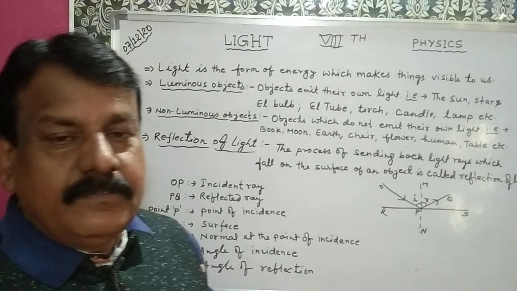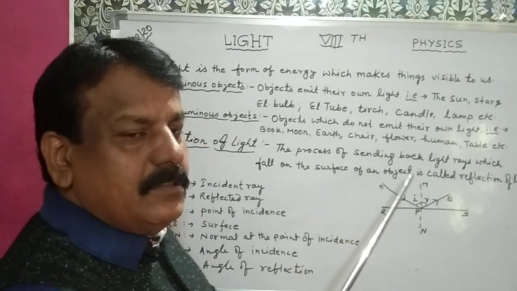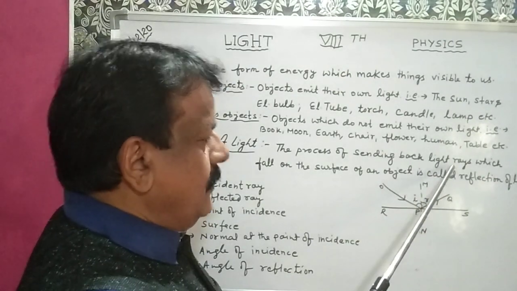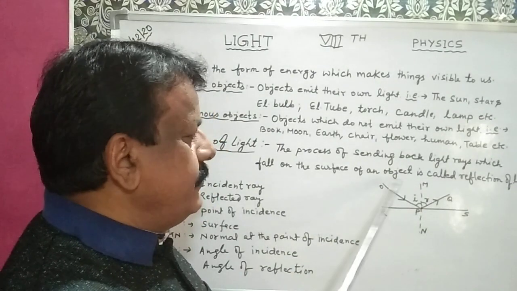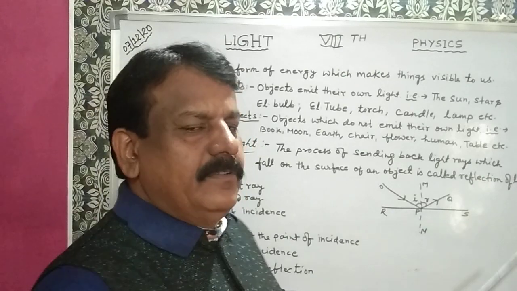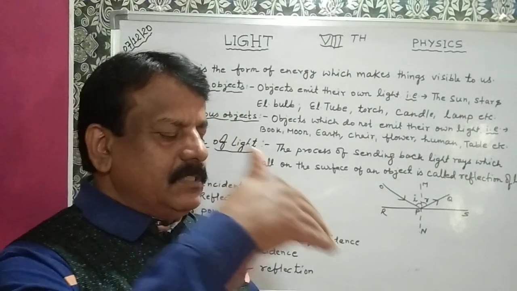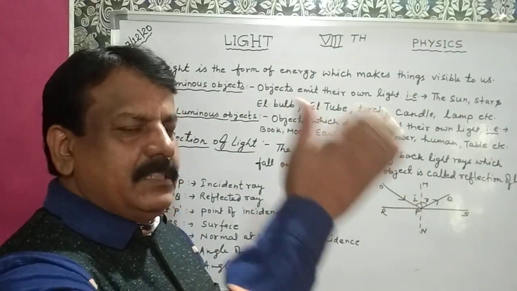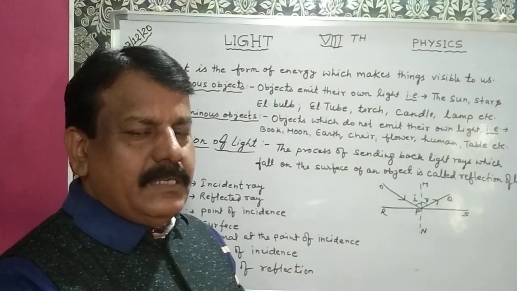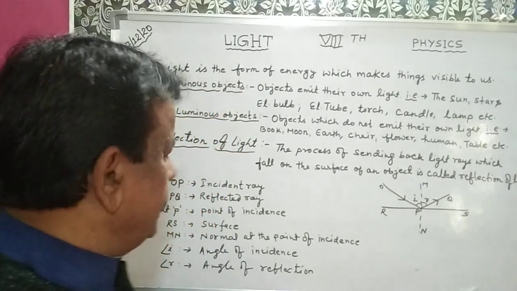So what is the reflection of light? The process of sending back light rays which fall on the surface of an object is called reflection of light. Light is falling on the surface and it is bouncing back, or reflected back. That is known as reflection of light.